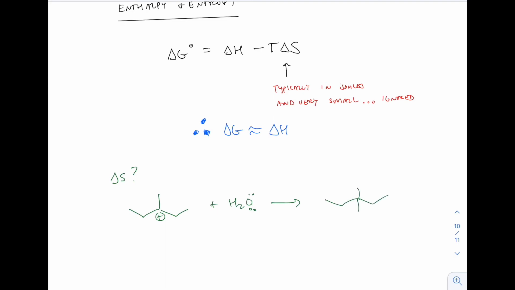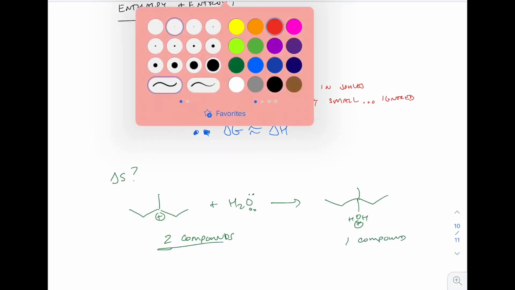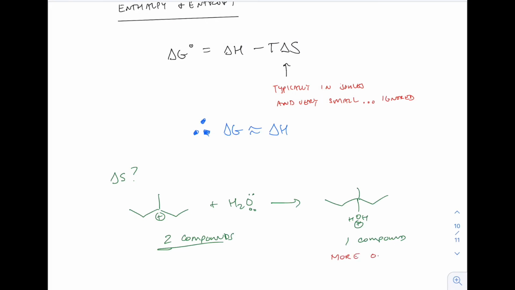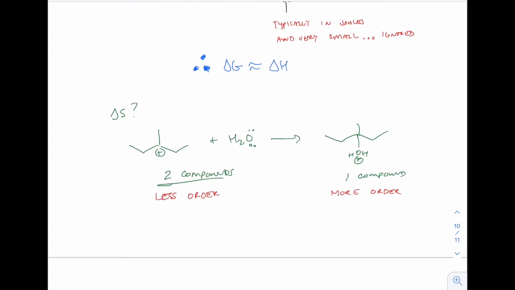So basically, we have a carbocation combined with water, and you make an alcohol, right? And so really what this means is we've got two compounds on the left, and then we are combining them. We are doing an addition reaction, and we are making one compound. Okay, so we have more order on the right and less order on the left, or the left is more disordered. And so that means we have lower entropy on the right and higher entropy on the left.